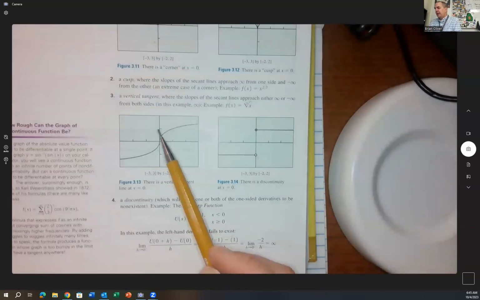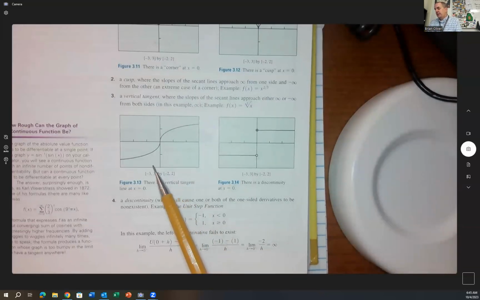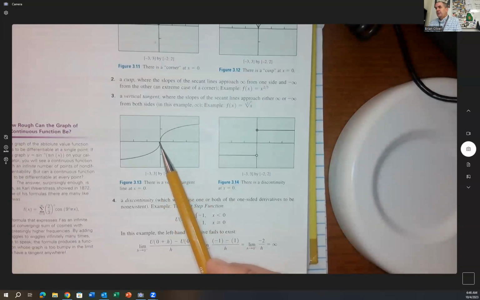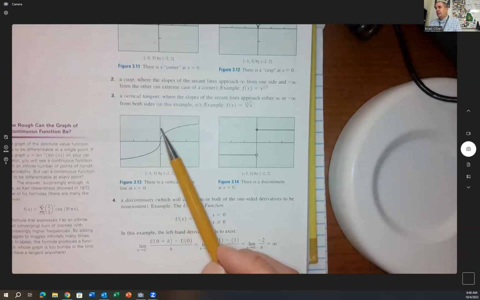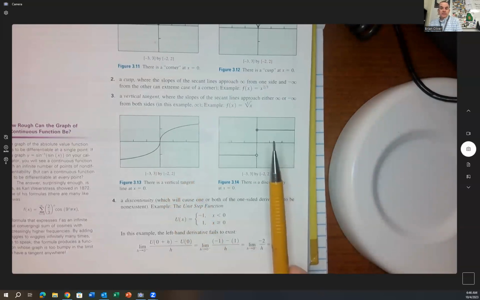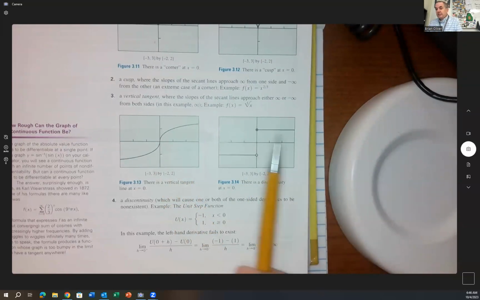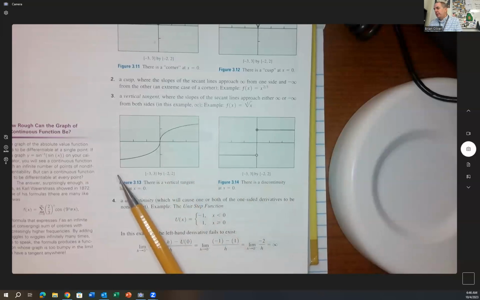The other place where we might not have differentiability is where we have a vertical tangent line. So we look here at x equals 0. We technically have a tangent line that would have an undefined slope, and a slope that is undefined means it doesn't exist, so it's not differentiable at that point.